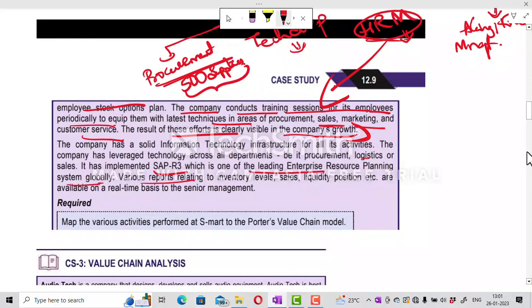Various reports relating to inventory levels, sales, liquidity position are available on the real-time basis to senior management. Okay, all this comes under technological development of secondary activity. I think we have covered all the activities.